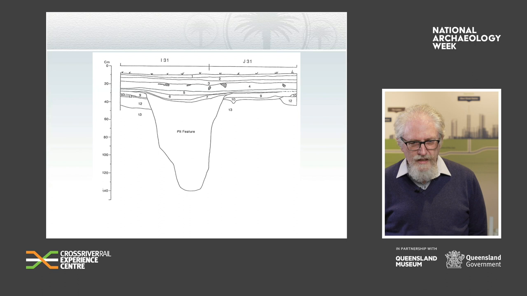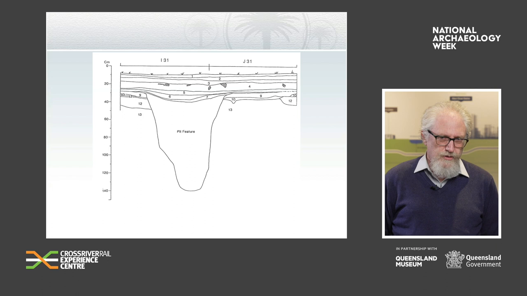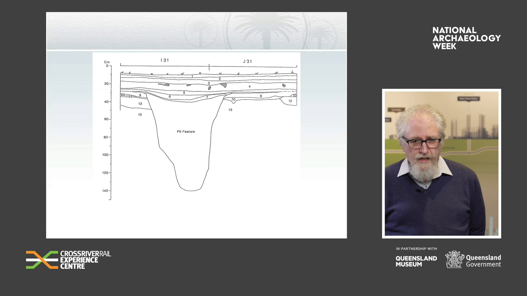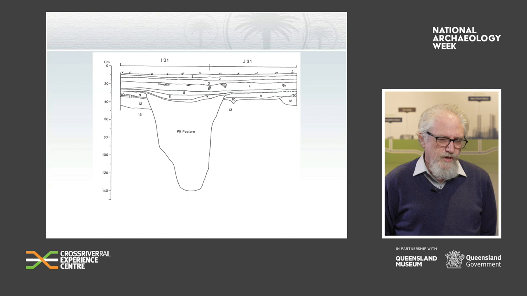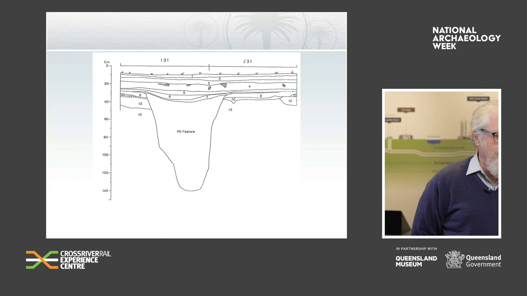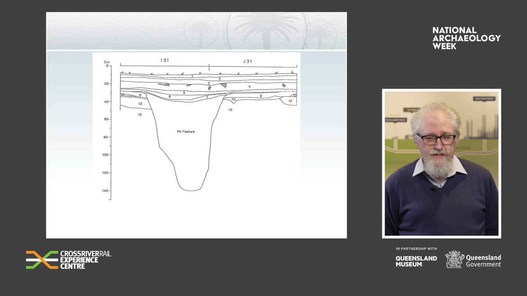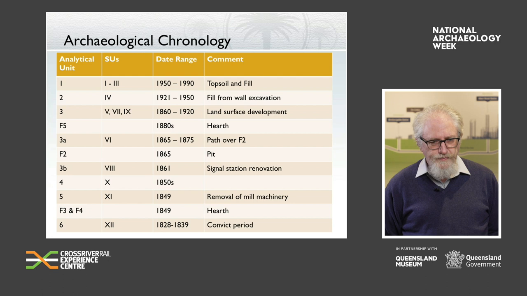And this is what it looks like in profile. So archaeologists draw stratigraphic drawings of their excavations so that we can see them in profile. And what we can see is that we found a big hole in the ground that was dug sometime out towards the end of the 19th century. And so what we think it is that it was originally a flagpole hole, but it was too close to the mill. So what we found here was an accident. We found that they'd actually put the original flagpole too close to the tower mill.